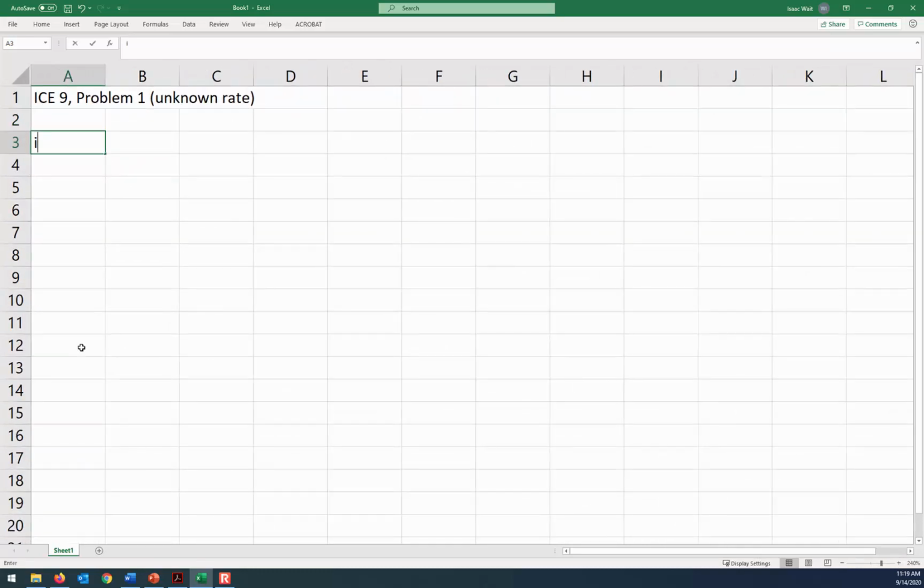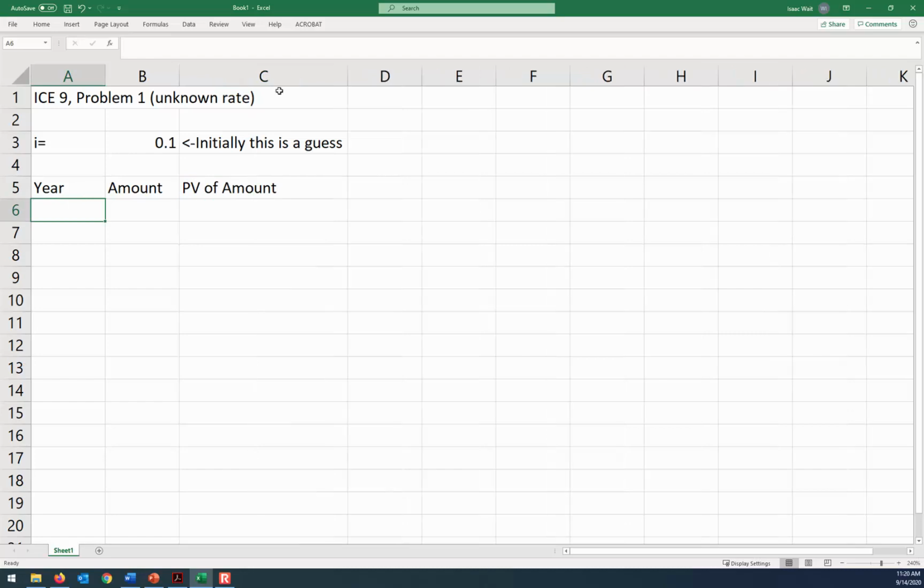All right, so we don't know the interest rate yet, so let's start with a guess. Let's just start with 10%, and just to make it clear, this is a guess. I think it's a good idea to put comments onto a spreadsheet when you can. Okay, so that's our interest rate. Now I'm going to start a table where I've got year, amount, and PV of amount.